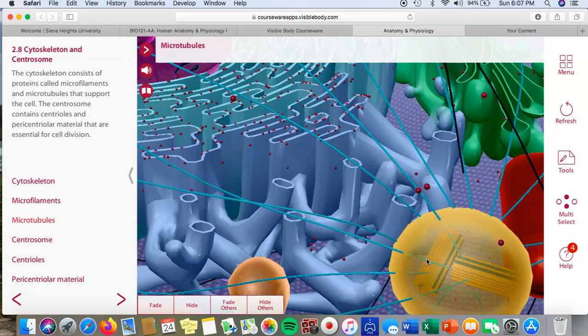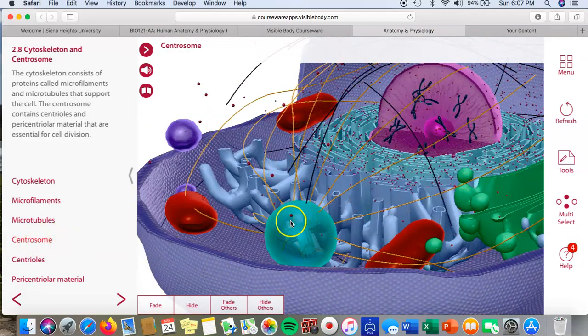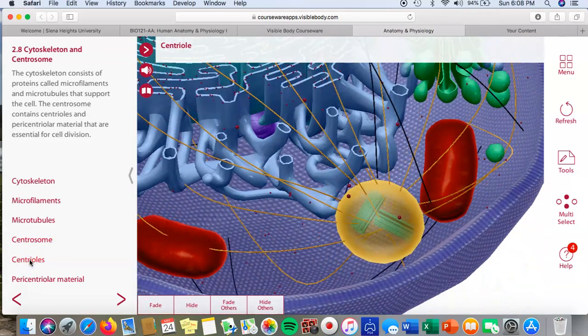So once again, they're the largest of the filaments. They're made up of subunits called tubulin, they give the cell its shape, and they also can help the cell move. So this organelle right here is called the centrosome. See, it's highlighted now. It was in yellow, now it's in this green color. That's the centrosome, and it's the origin point for microtubules. It builds microtubules. Inside, it has 2 what are called centrioles.